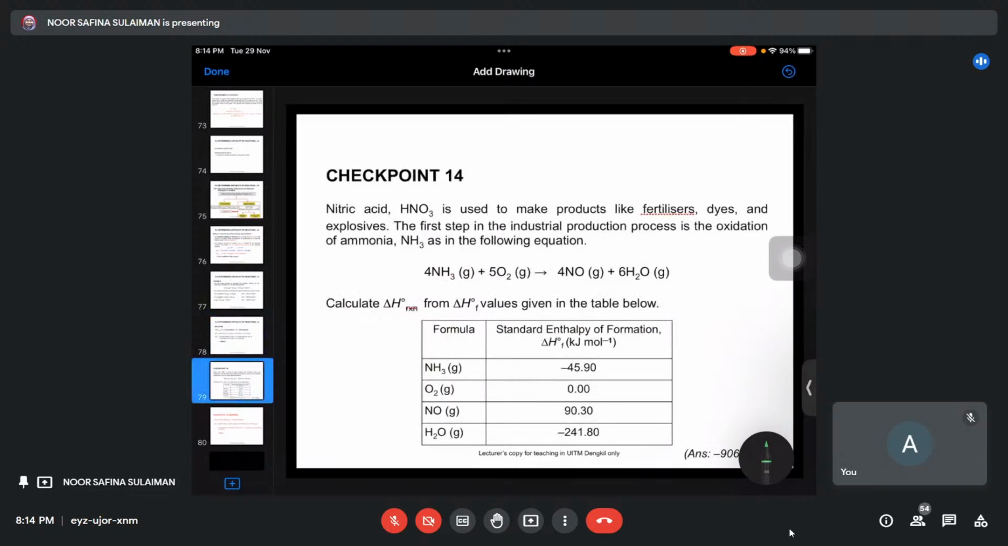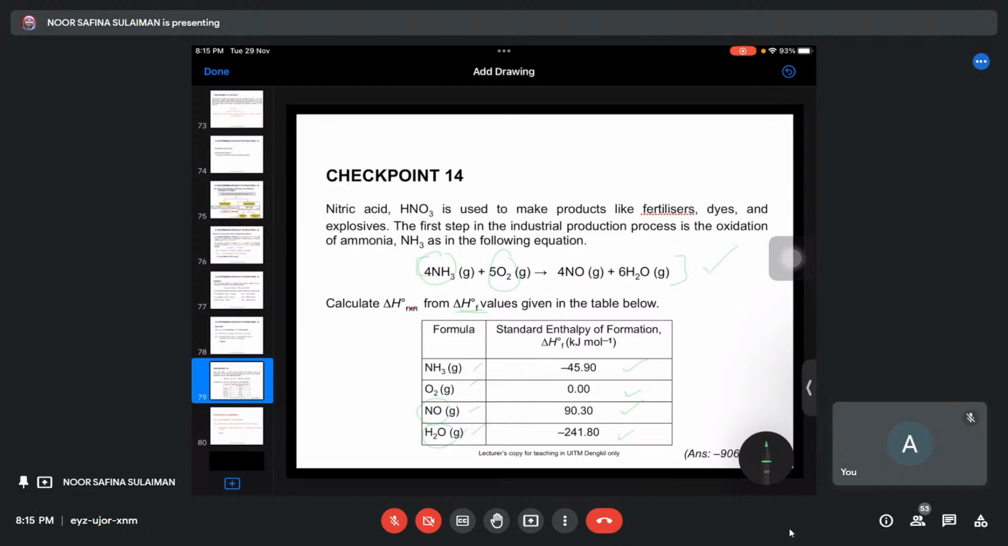Okay, checkpoint 14. Nitric acid used to make product like fertilizer, dyes and explosive. Dia bagi you this is the equation. 4NH3 plus 5O2 produce 4NO and 6H2O. Then soalan bagi you delta H naught formation for all the products and reactant. This is the delta H naught formation for NH3, iaitu you punya reactant, and then you ada O2. Tapi O2 ni pada keadaan standard state dia, which is nilai dia adalah 0. And then you ada NO, nilai dia is 90.3 and H2O is negative 241.8.